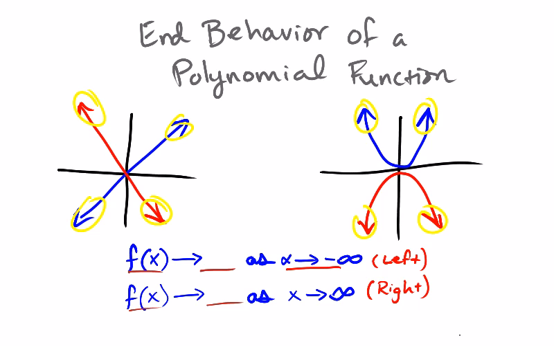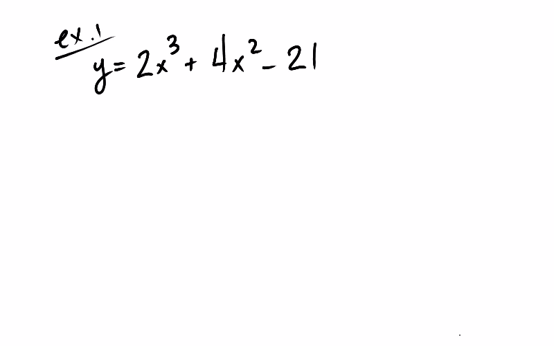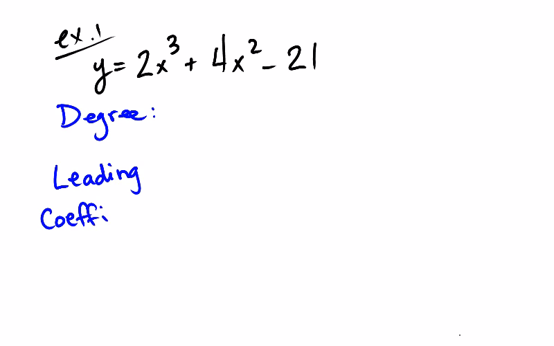So let's talk about how you can actually figure out the end behavior. Our first example will be as follows. y equals 2x cubed plus 4x squared minus 21. This is a polynomial function, but the two things you're looking for are the degree, and the leading coefficient. If you can figure out the degree and the leading coefficient, then you'll be able to state the end behavior without a problem. The degree is the highest exponent. So the highest exponent in this problem is a 3, and the leading coefficient in this problem is a 2.